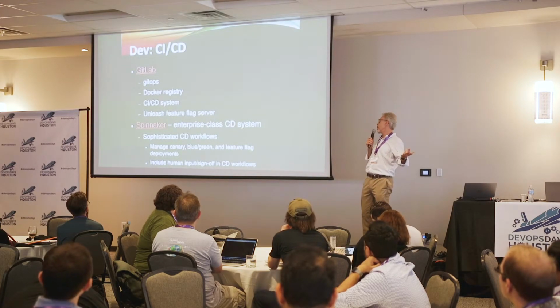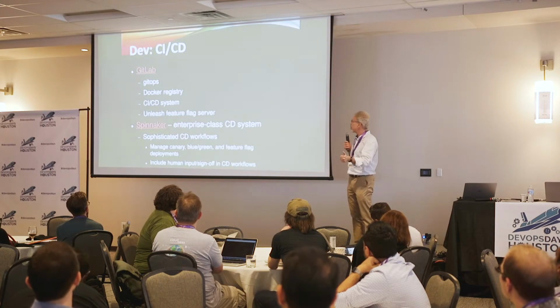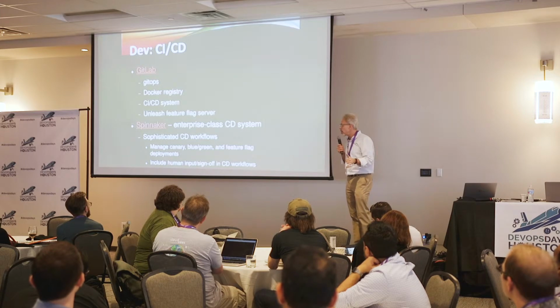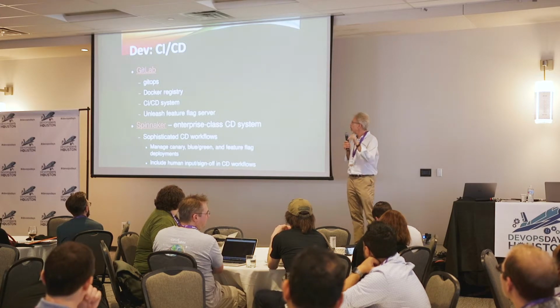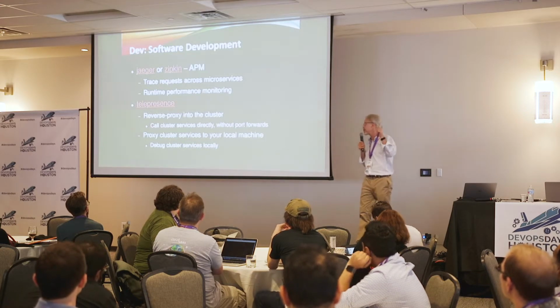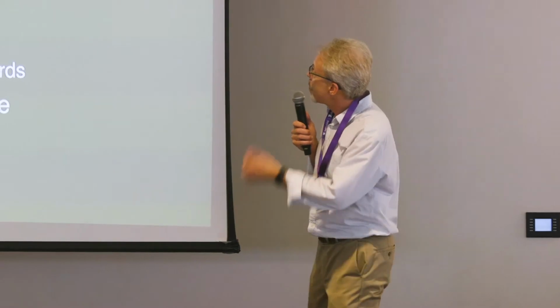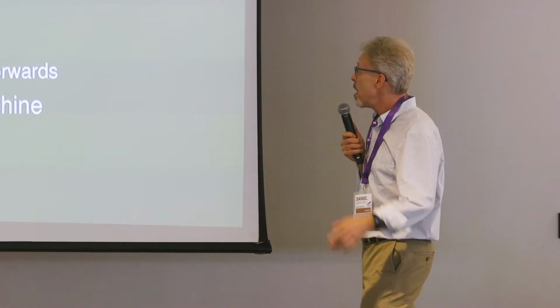For developers, now we're going to developers. GitLab is my choice because it covers a whole slew of things. And then if you have really complex CI/CD, check out Spinnaker for enterprise-grade stuff. But GitLab has also a Docker registry, and it also has a feature flag server. It's pretty cool. For APM, I'm a big Jaeger fan. Jaeger or Zipkin, they're both pretty similar.